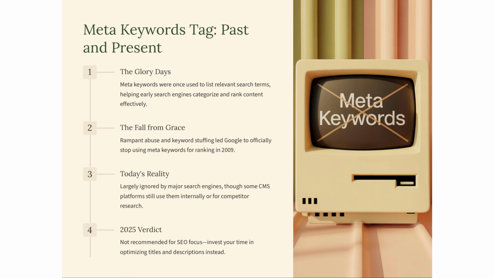Meta keywords once helped search engines rank content, but were abandoned due to abuse. Google stopped using them in 2009. Today, they're largely ignored by major search engines. Though some content management system platforms use them internally, focus on optimizing titles and descriptions for better search engine optimization results.